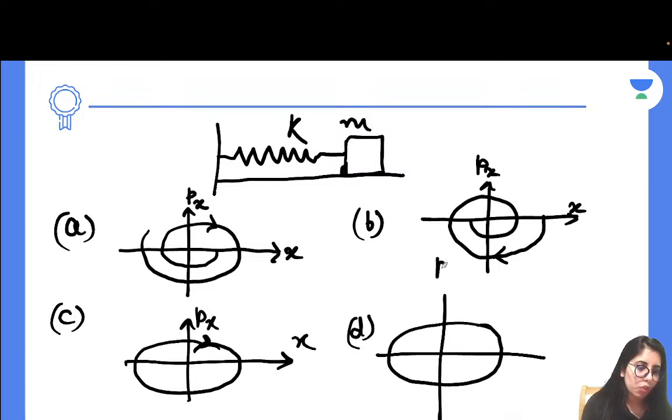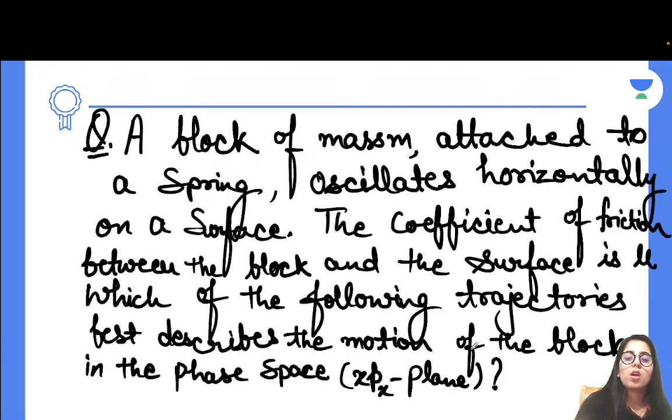px and x, and the direction is this one. Now let's talk about this part: what you have to do if you are going to have any such type of question, and how you will be able to get the final answer for this type of question without making any mistake.